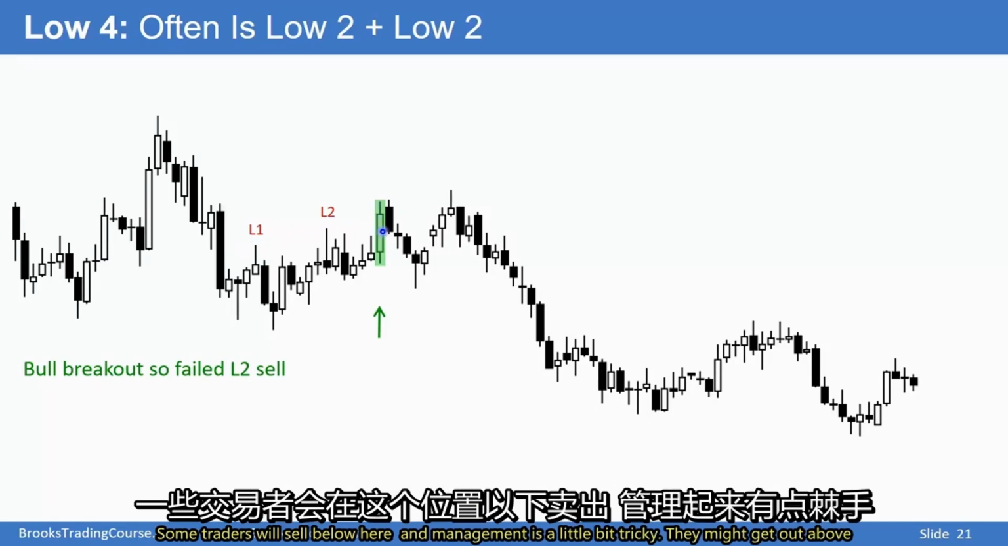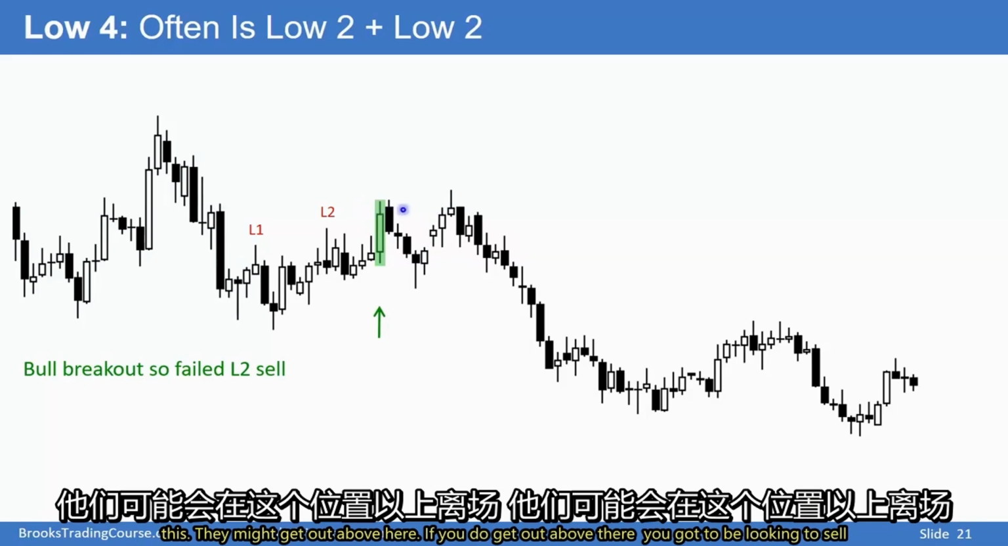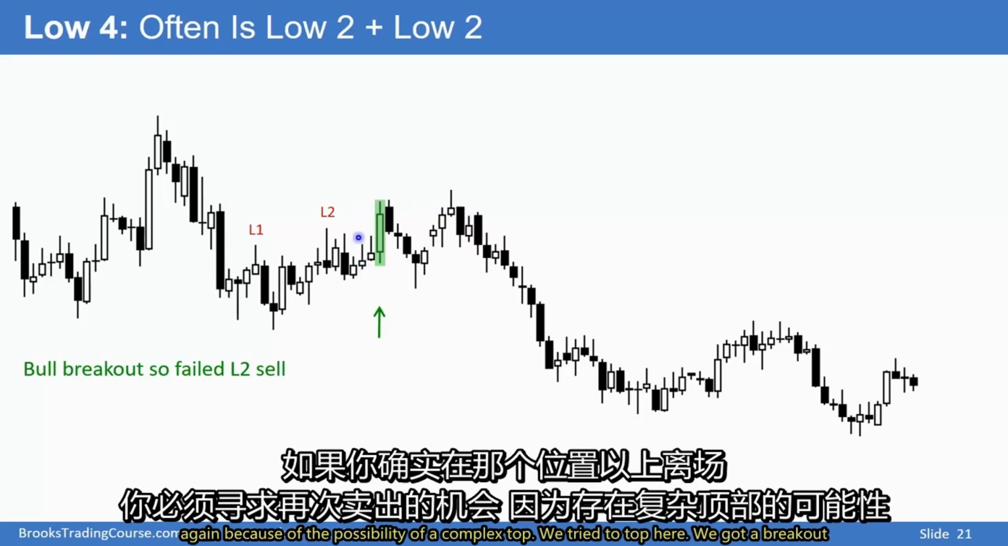Some traders will sell below here. And management is a little bit tricky. They might get out above this. They might get out above here. If you do get out above there, you got to be looking to sell again because of the possibility of a complex top.